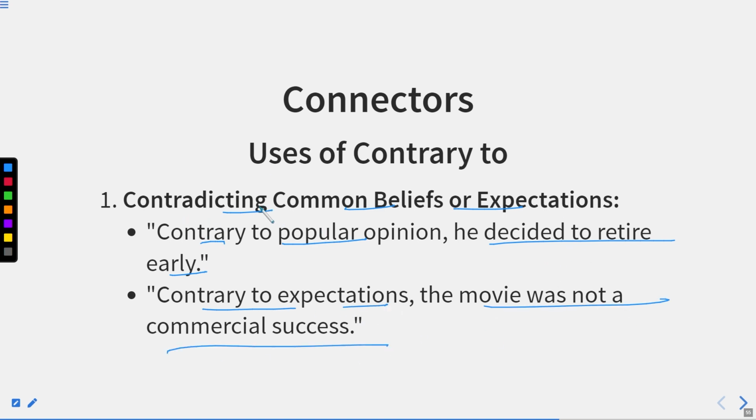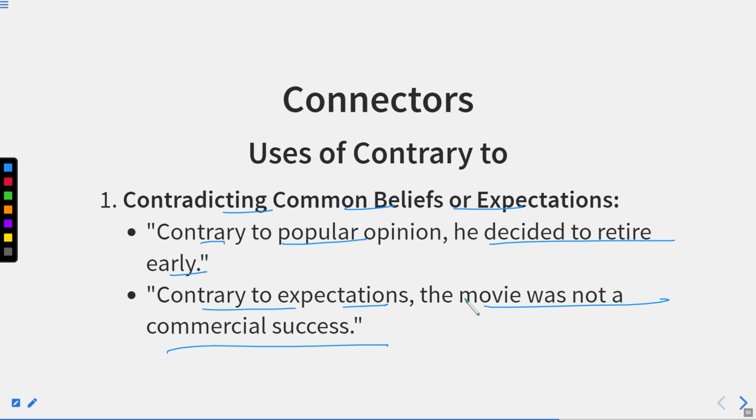Now, if you see the first sentence, it is written contrary to popular opinion. It means there is a popular opinion, but contrary to it, it means opposite to it. It means if we do not follow that opinion, he decided to retire early. It means there is a series which is followed by everyone, but he did not follow that. He was the exception of that.